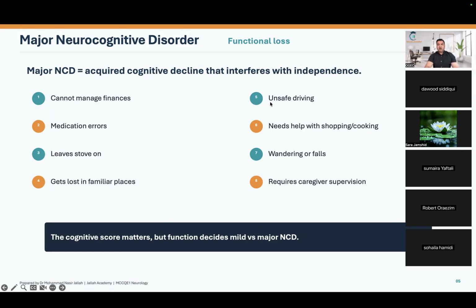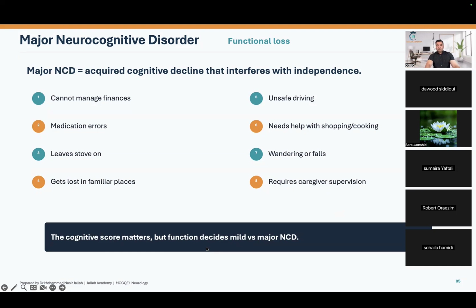Unsafe driving. If you don't know how to drive. Needs help with shopping or cooking. Wandering or falls, requires caregiving supervision. So now you lost the functionality as an independent person. This is called major neurocognitive disorder.